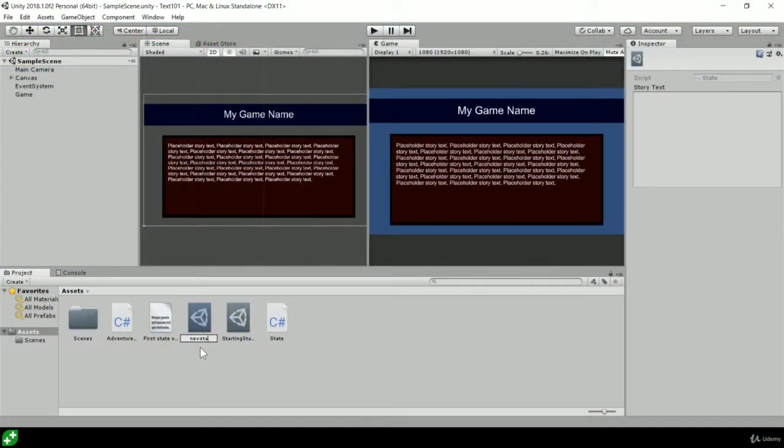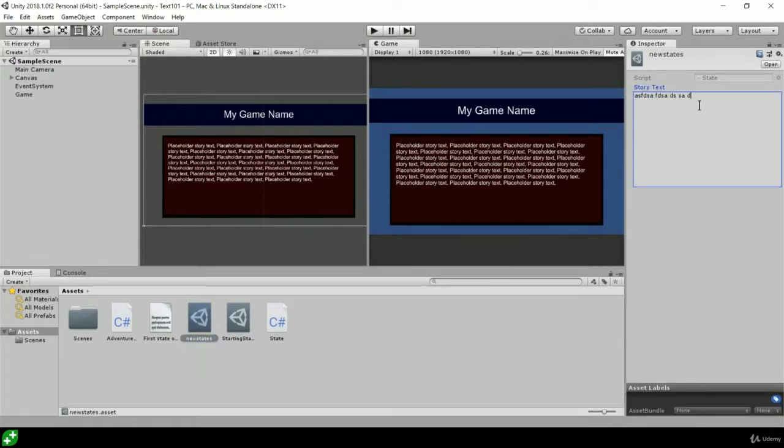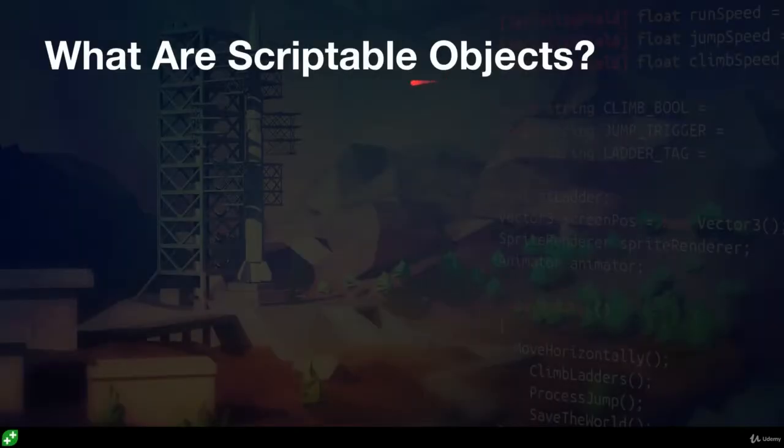In this video, we'll set up a system to add new scriptable objects, new states, and then within those states, we will add our story text. So let's jump in and get started. Let's start with some context.